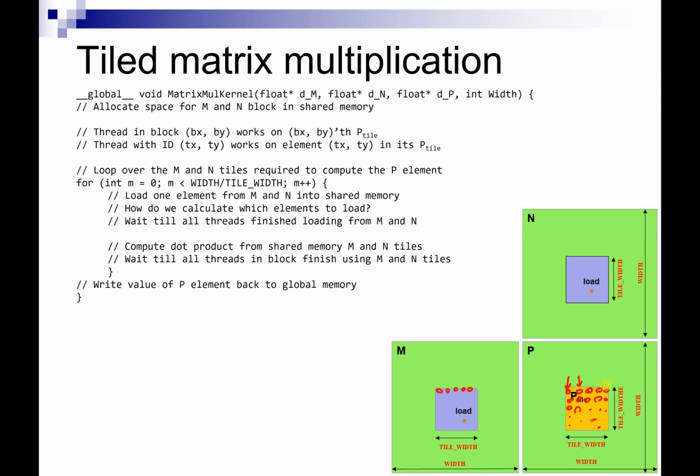So we just assign each thread to load one element of M from global memory into shared memory. Likewise, we're going to have these guys load the corresponding elements from N. So each thread over here is processing one P value, and that thread is going to load the corresponding value from N from global memory into shared memory.